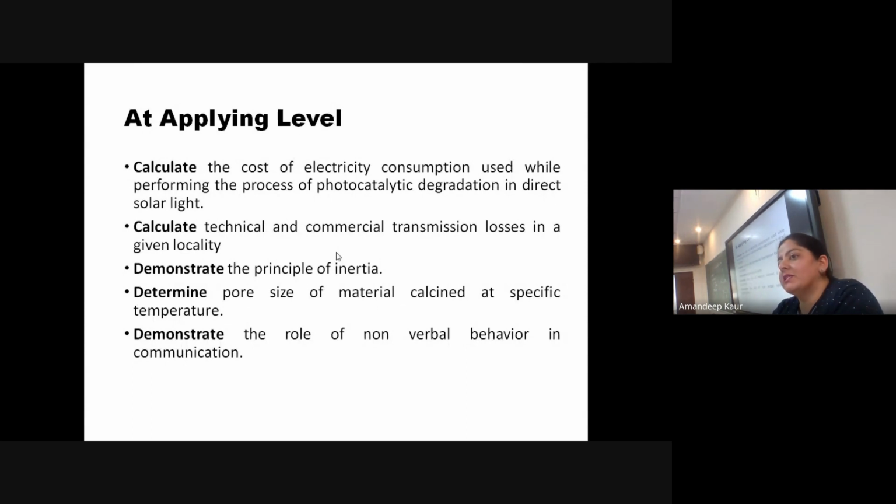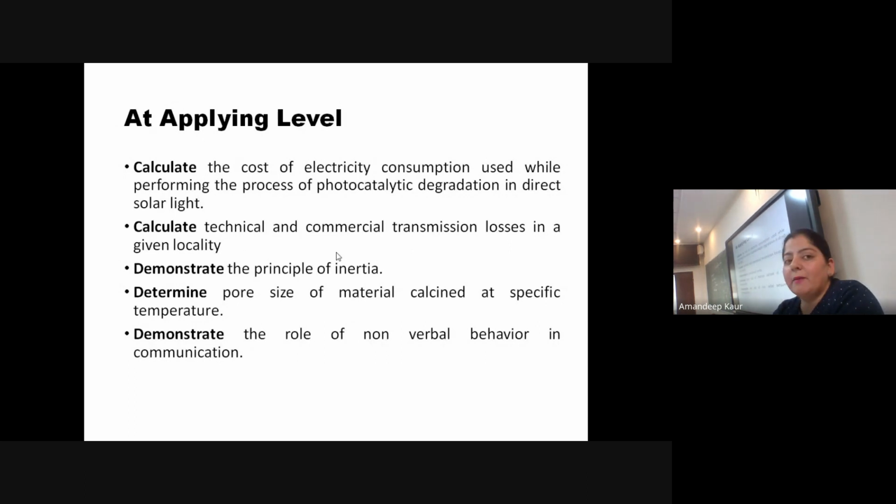It is a difficult statement. आपको पूरी फिजिक्स वाली थ्योरीज भी यहाँ पे अप्लाई करनी पड़ेंगी कि डायरेक्ट सोलर लाइट से कितना हीट प्रोड्यूस हो रहा है. Calculate technical and commercial transmission losses in a given locality. The concept is delivered to the student.